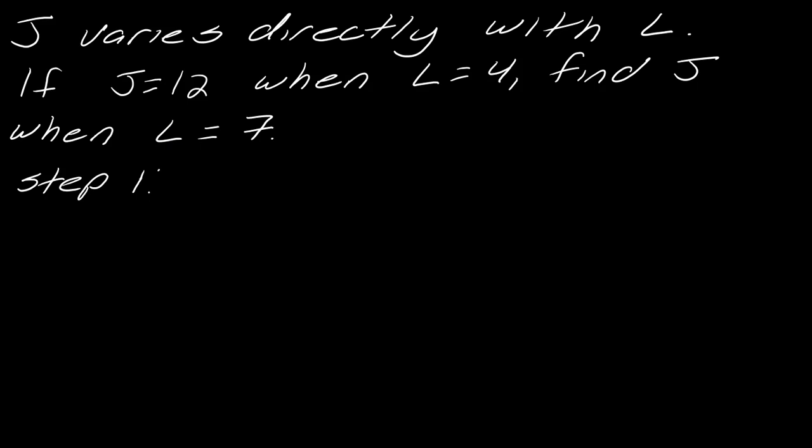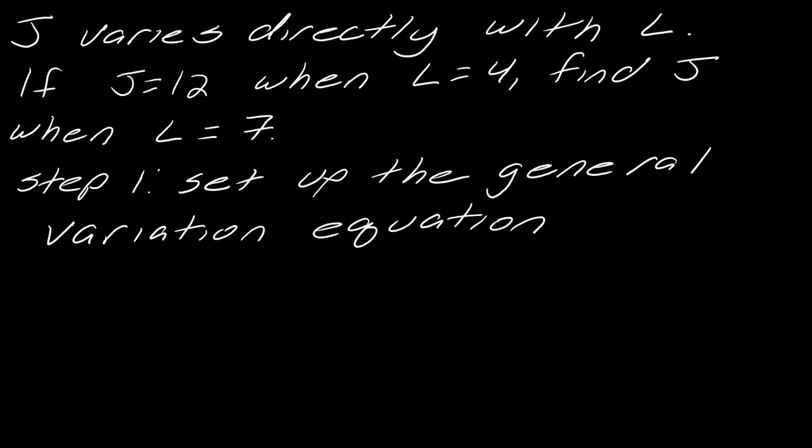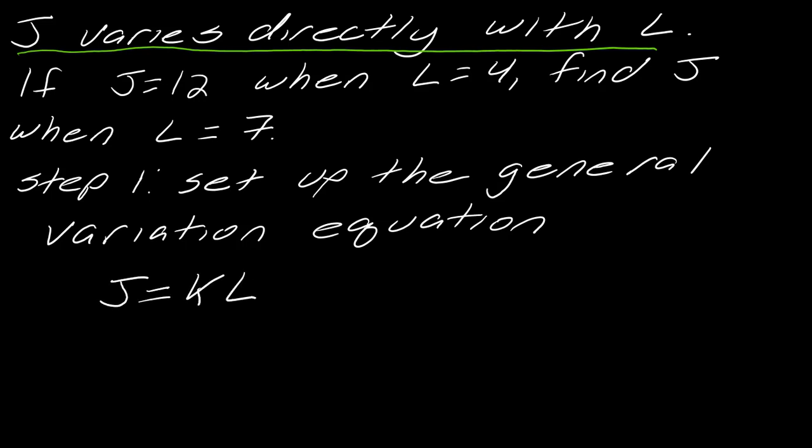So this says J varies directly with L. If J equals 12 when L equals 4, find J when L equals 7. So step one is to set up the general variation equation. The general variation equation is what we were doing in all of those last exercises. It's the one that just has the K. So you're just working with this first sentence, J varies directly with L. That's all I care about for this step. So that's going to be J equals KL. And that's all I have to do for that one. That's what's known as the general variation equation.